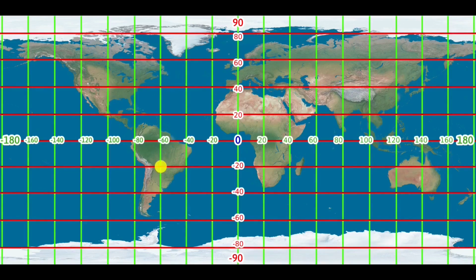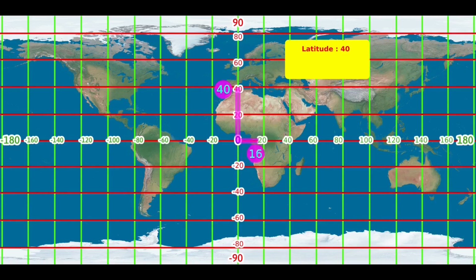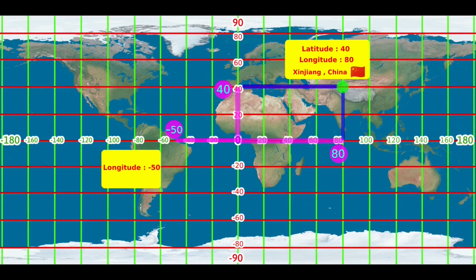Each point on this grid represents a coordinate. For example, if we travel from 0 to 40 on the latitude lines and from 0 to 80 on the longitude lines, we arrive at this coordinate, which represents Xinjiang in China. And if we travel from 0 to -50 on the longitude lines and from 0 to -20 on the latitude lines, we arrive at this coordinate, which represents somewhere in Brazil.